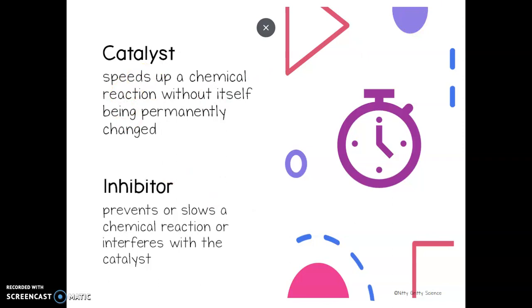When we look at a catalyst, this is something in a chemical reaction that we can implement that speeds up the chemical reaction or amplifies the chemical reaction without permanently being changed itself.